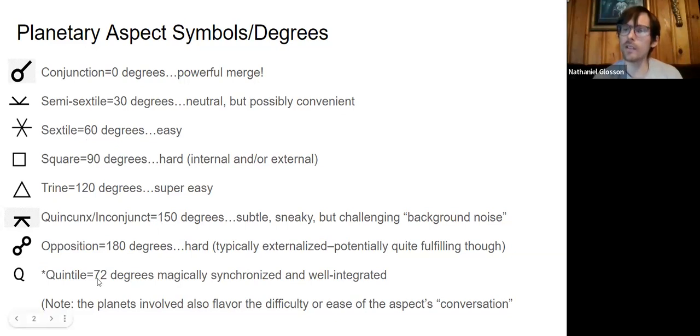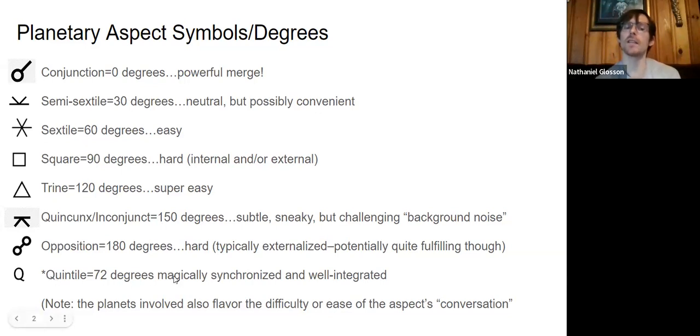But then 72 degrees is the only one that's not a 30 designation. It is dividing 360 by 5, this magic 5 number. And since it's so close to 60, just a little bit more, it's often a super special sextile. Or it could be something that's almost approaching a square, except it's favorable.